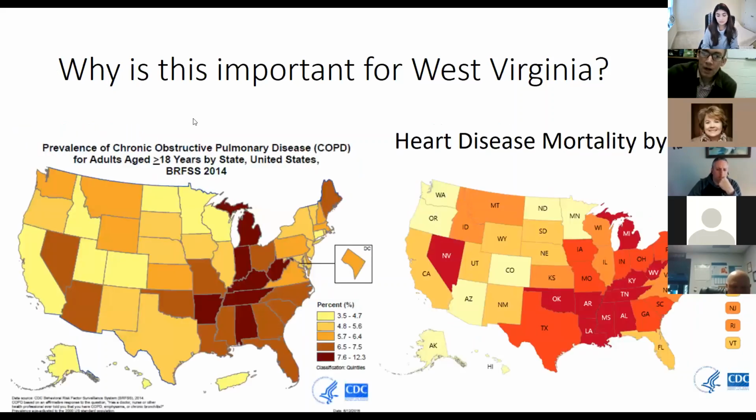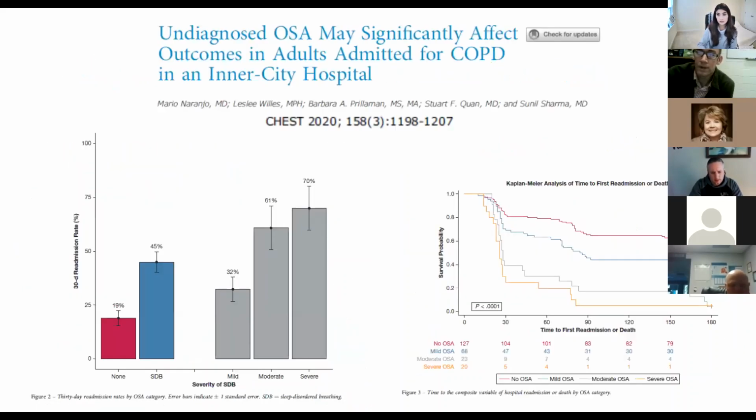And as I'll show you next, sleep apnea can impact the trajectory of COPD and heart disease, particularly heart failure. And unfortunately for West Virginia, we're also leaders in COPD and heart disease, particularly severe COPD. So identifying sleep apnea could really impact the health of our local population.